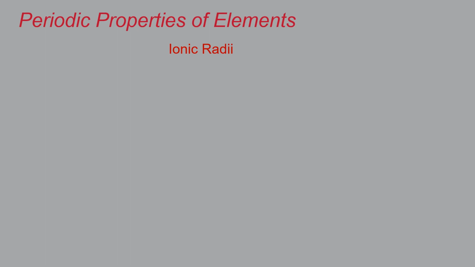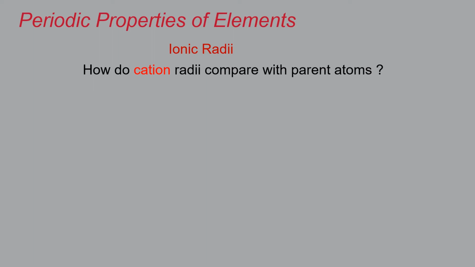Video 5, last one. I'm going to talk about two things in this video. First one is ionic radii. And what we're talking about here is how the size of, let's say, a cation corresponds with the radii of its neutral parent atom.